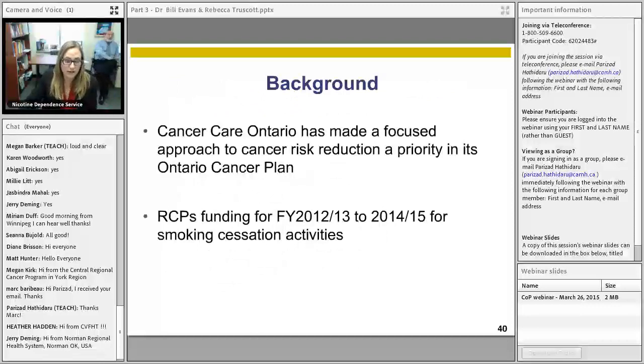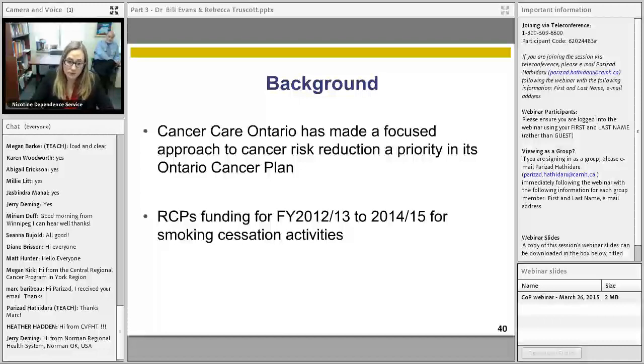At Cancer Care Ontario, or CCO as we like to call it, we've had a focus on cancer risk reduction, as it was called out as a priority in our Ontario Cancer Plan back in 2011, where regional cancer centres were targeted to be models in cancer risk reduction. And we have had this smoking cessation initiative under this priority.